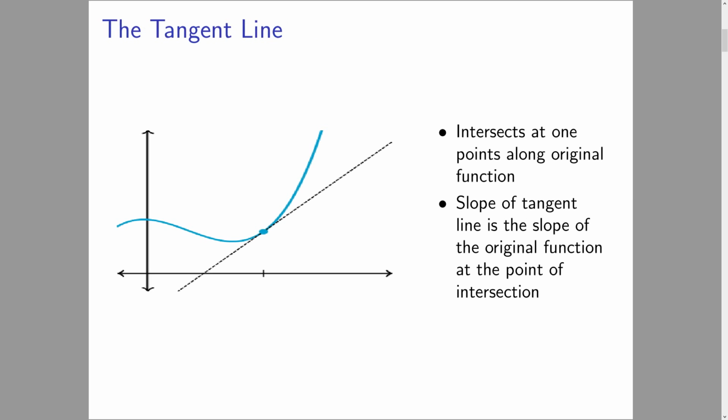So let's introduce the tangent line. Because the derivative is the slope of the tangent line, the tangent line is very important for the derivative. The tangent line intersects the original function at one point, and the slope of the tangent line is the slope of the original function at the point of intersection.